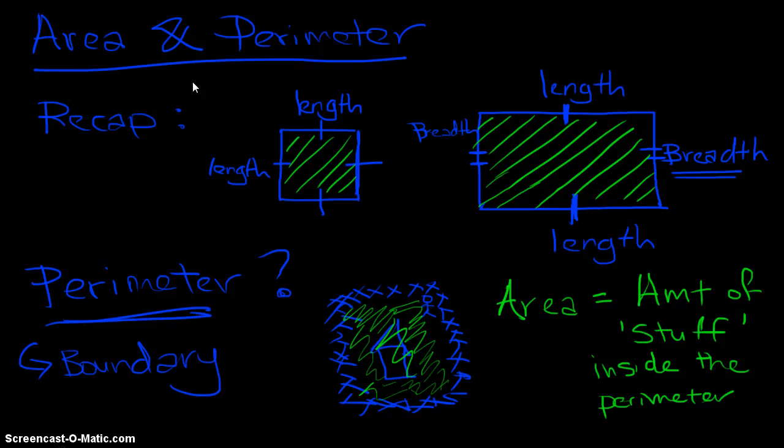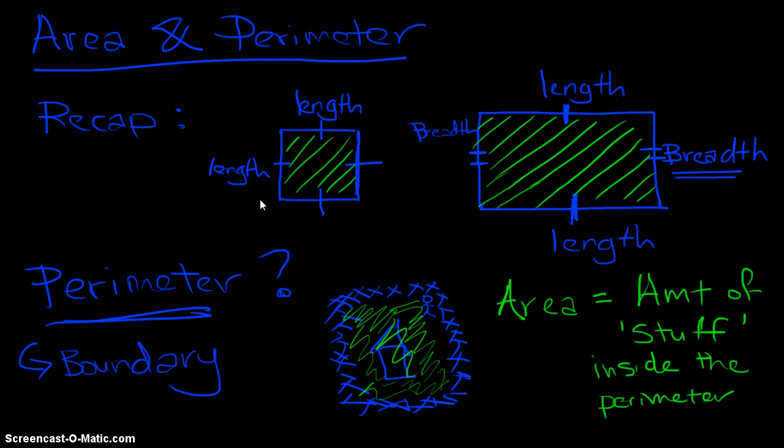Okay, in the last video, we mentioned that the perimeter of a shape is actually the boundary of the shape. So if, let's say, I have a square fence around my house, this perimeter is actually the boundary around my house. Okay, this boundary.